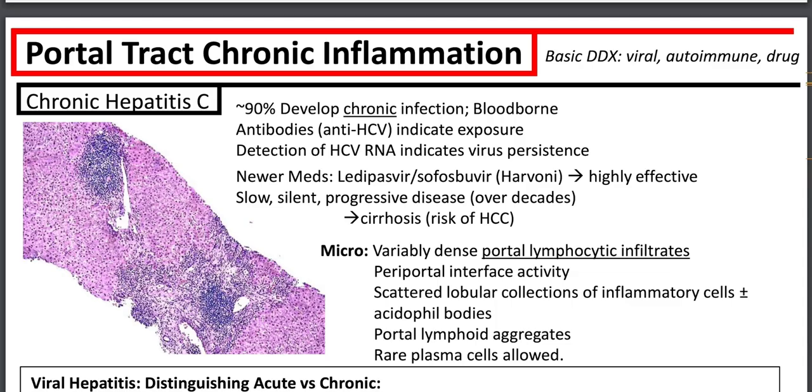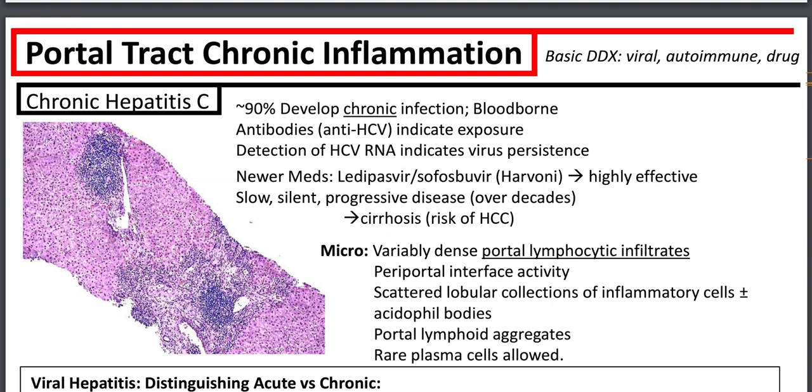Portal tract chronic inflammation, so your zone 1 chronic inflammation. Your basic differential diagnosis is viral, autoimmune, drug. Chronic hepatitis C. Approximately 90% develop chronic infection. It is bloodborne, and antibodies to HCV indicate exposure, and detection of HCV RNA indicates persistence. And you have newer meds like Harvoni, which are highly effective, and then it is a slow, silent, progressive disease over decades, leading to cirrhosis and an increased risk of hepatocellular carcinoma.